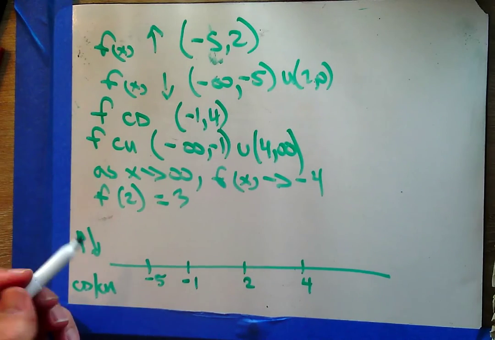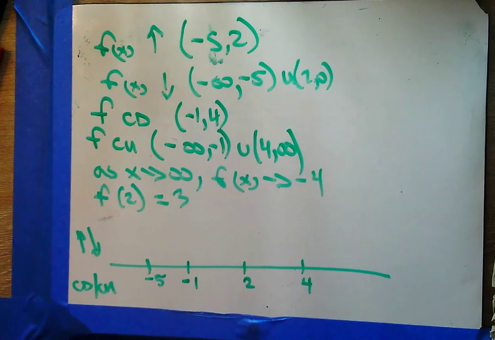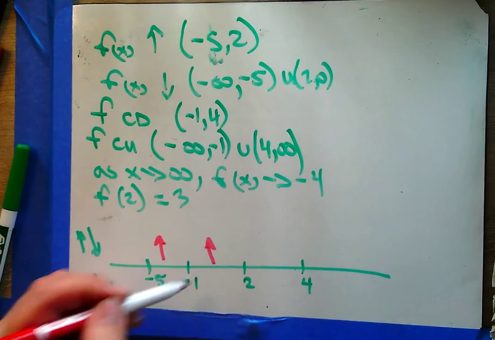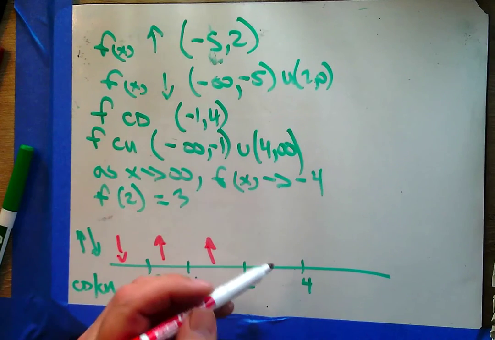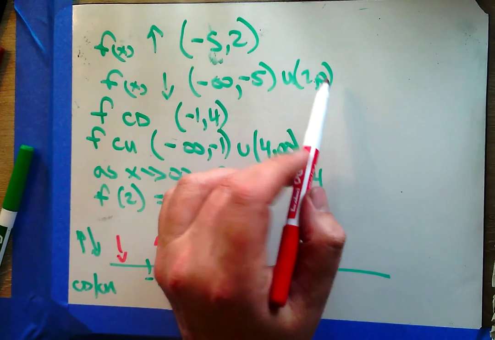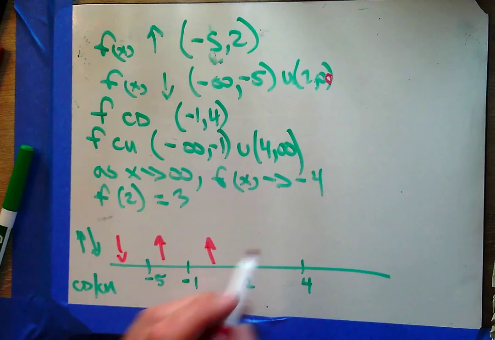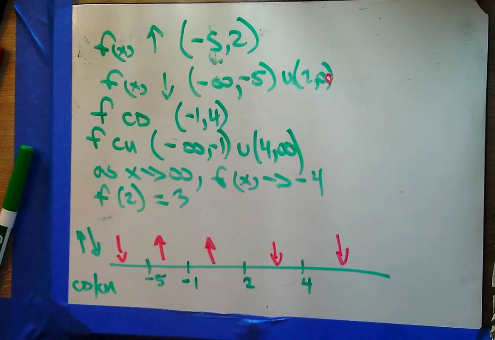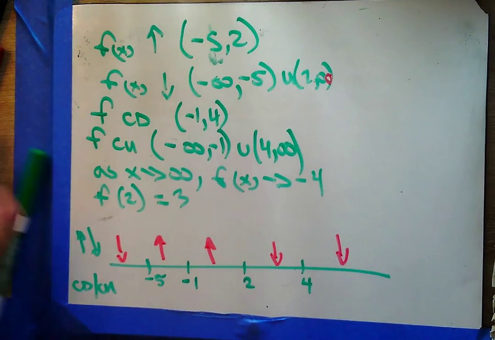Okay, so what do we know? Well, we know that f is increasing here and here, and decreasing here, 2 to 0, or 2 to infinity? 2 to infinity. Okay, and so I'm decreasing and decreasing. I also know about concavity.